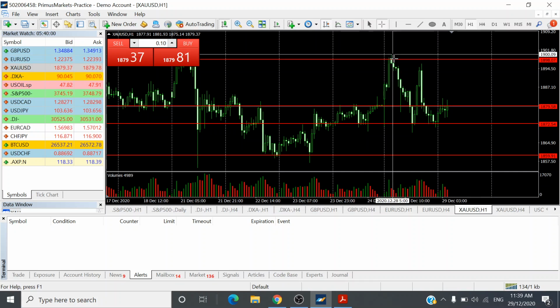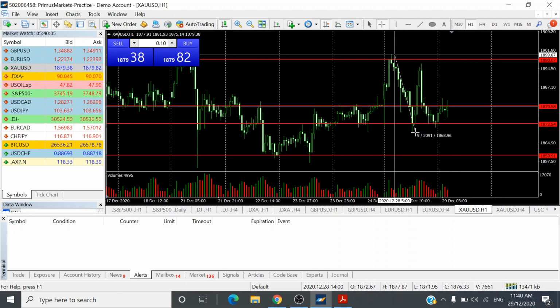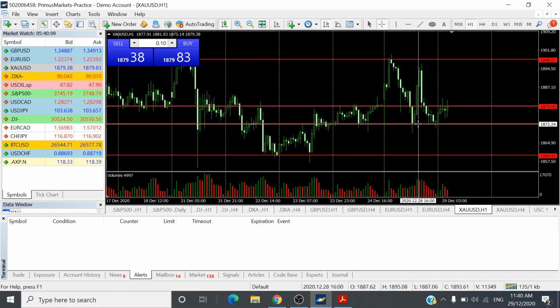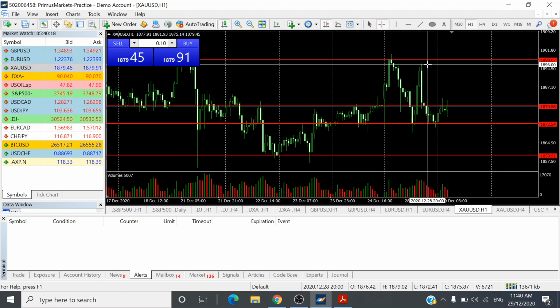So the whole push down from morning until almost evening 6 p.m. was about 30 US dollars before it manages to push back up from 1872 all the way up to 1896. This was a 24 US dollar push up. And again, the third cycle was another push down from 1896 all the way to 1871 levels. This was another push down, 24 US dollars.